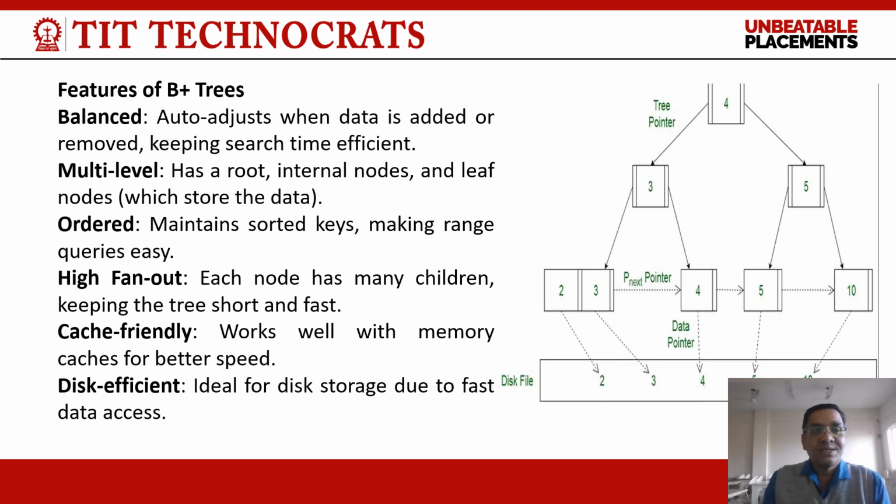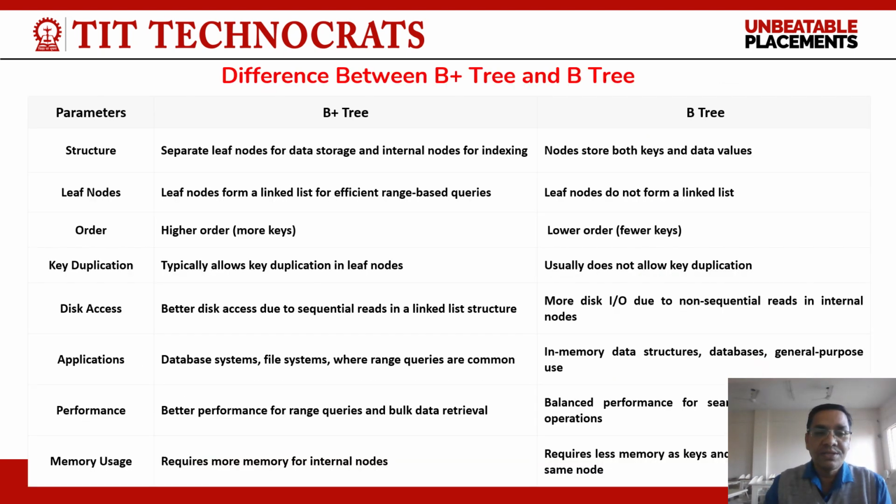Features of B plus trees. It is a balanced tree, auto-adjusting when data is added or removed, keeping search time efficient. It is a multi-level tree, having a root, internal nodes and leaf nodes which store the data. It is an ordered tree, maintaining sorted keys, making range queries easy. High fan out: each node has many children, keeping the tree short and fast. Cache friendly: the tree works well with memory caches for better speed. Disk efficient: ideal for disk storage due to fast data access.